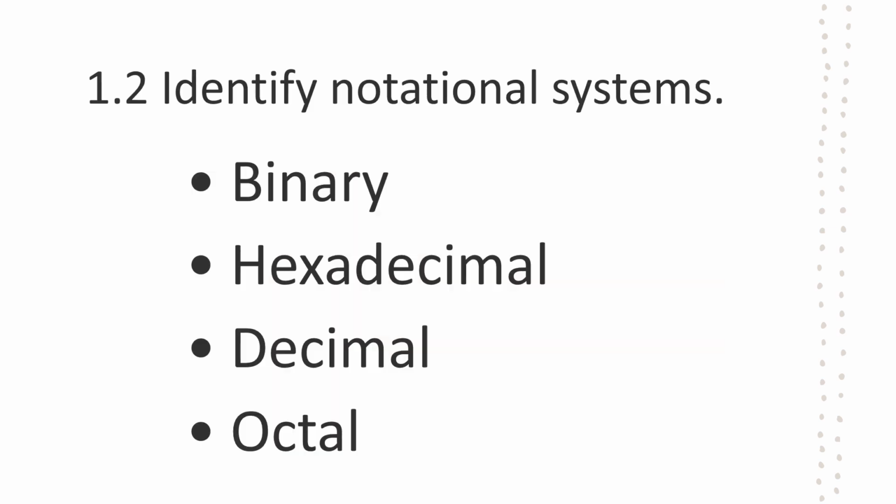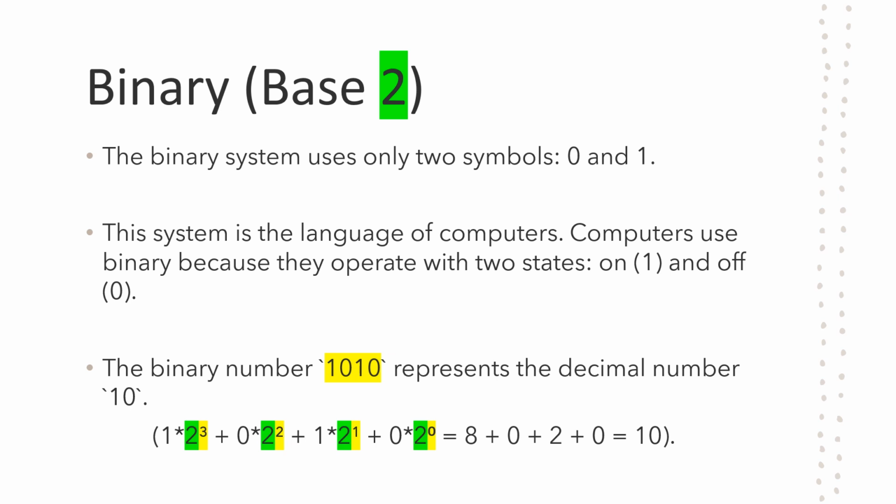So for our first part here, it's important to understand that in 1.2, we're going to talk about 4 different things. We're going to talk about binary, decimal, hexadecimal, and octal. So let's break down each one. Our first one is binary. Binary means that it's a base 2. So that stands for only 2 symbols, 0 and 1. It's like an on and off state, true or false type state. So it's the language of computers. Computers use binary because that's what they operate with.